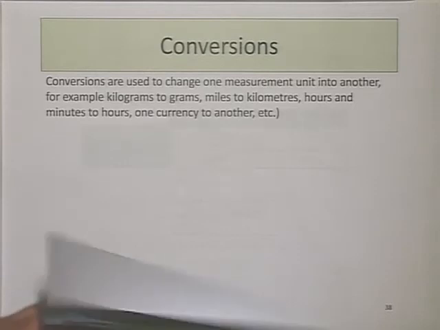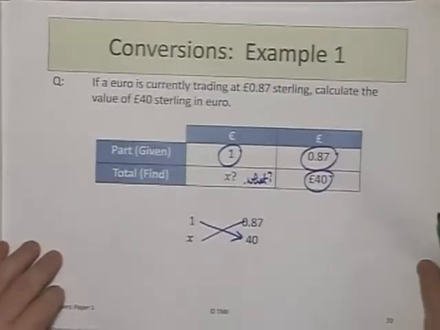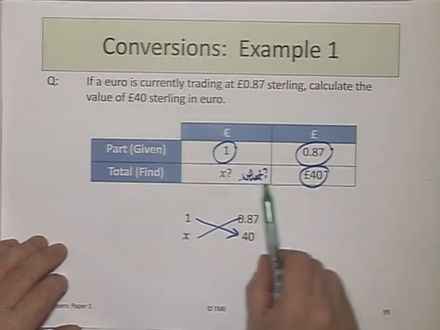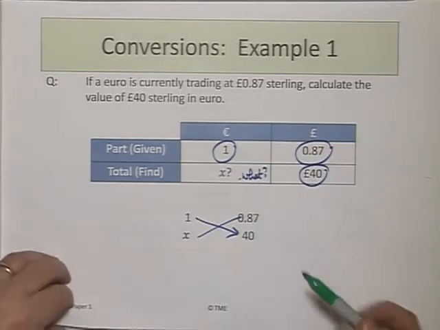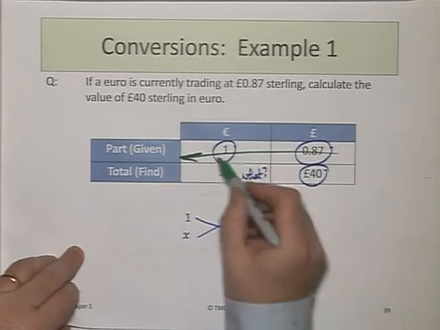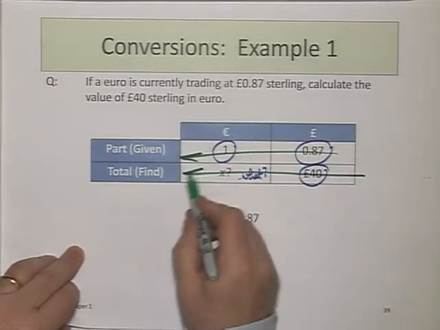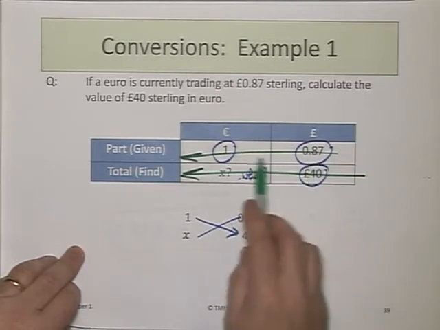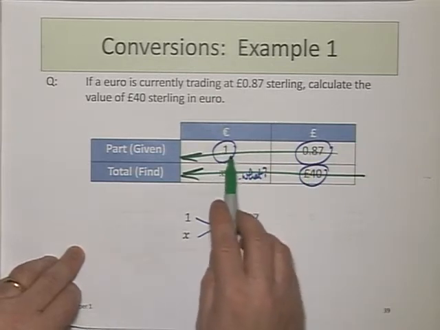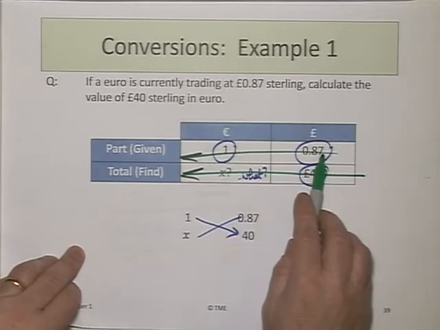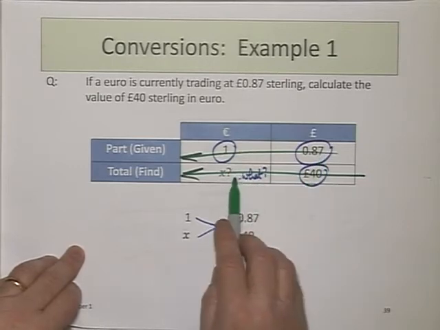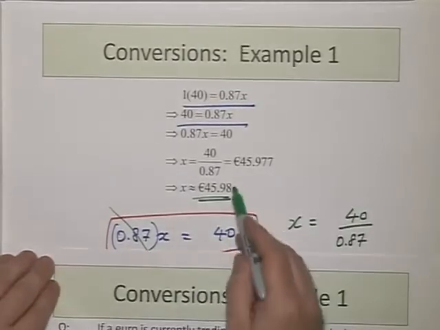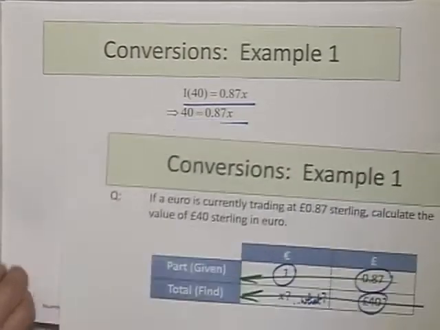So if you needed €1 got you less, if you wanted to buy 40 sterling, you'd need more, wouldn't you? Because if you look this way, the numbers are getting bigger this way. The numbers are getting bigger here. 0.87 went up, or you could say this went down. So this number is smaller than this number, either way you look at it. And it turned out to be 45, and that seems right.